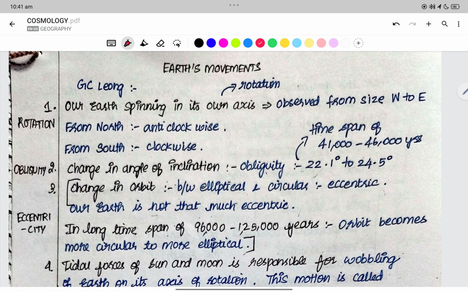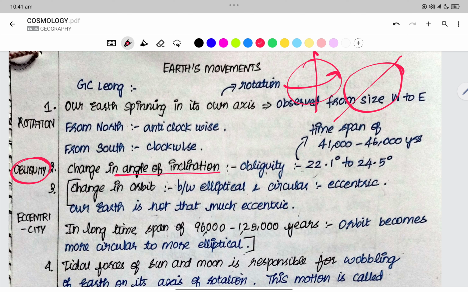Right now we have to see obliquity, which is the change in the angle of inclination. Now this must be the axis, and this is how it should spin, right? But here the axis is tilted. This is what we call obliquity. The axis is tilted and the tilt is 23.5 degrees. Now obliquity is the change in the angle of inclination.